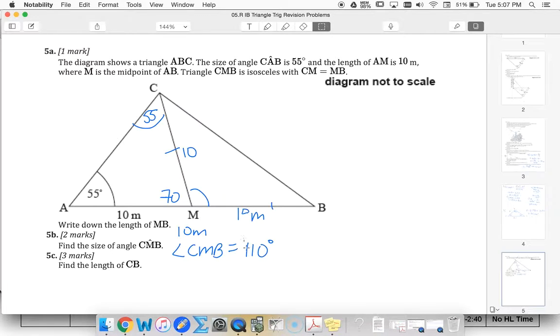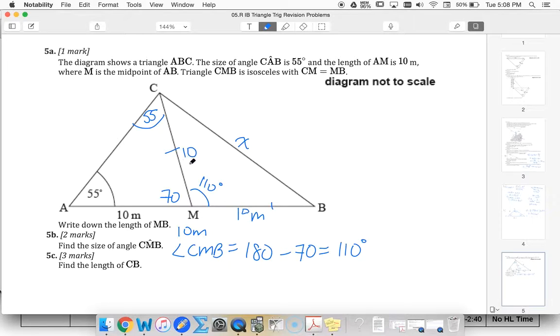And again, that's because it is 180 minus 70. Okay, find the length of CB. So now I want to know this one. I know side, angle, side. So here's my 110. Because I know the angle in between the two sides, that tells me that I'm going to use cosine rule to find this.